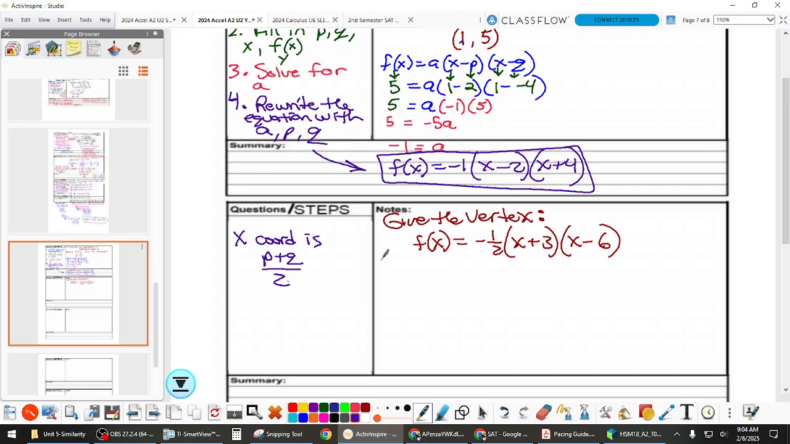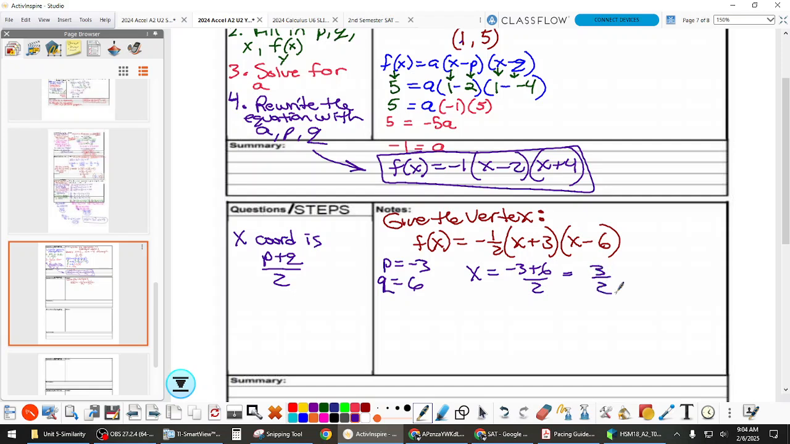What is P? Negative 3. What is Q? 6. Do you have a strategy so that you're not going to mess up the sign of P and Q? Yes. Alright, so x is negative 3 plus 6 over 2, which is 3 halves.